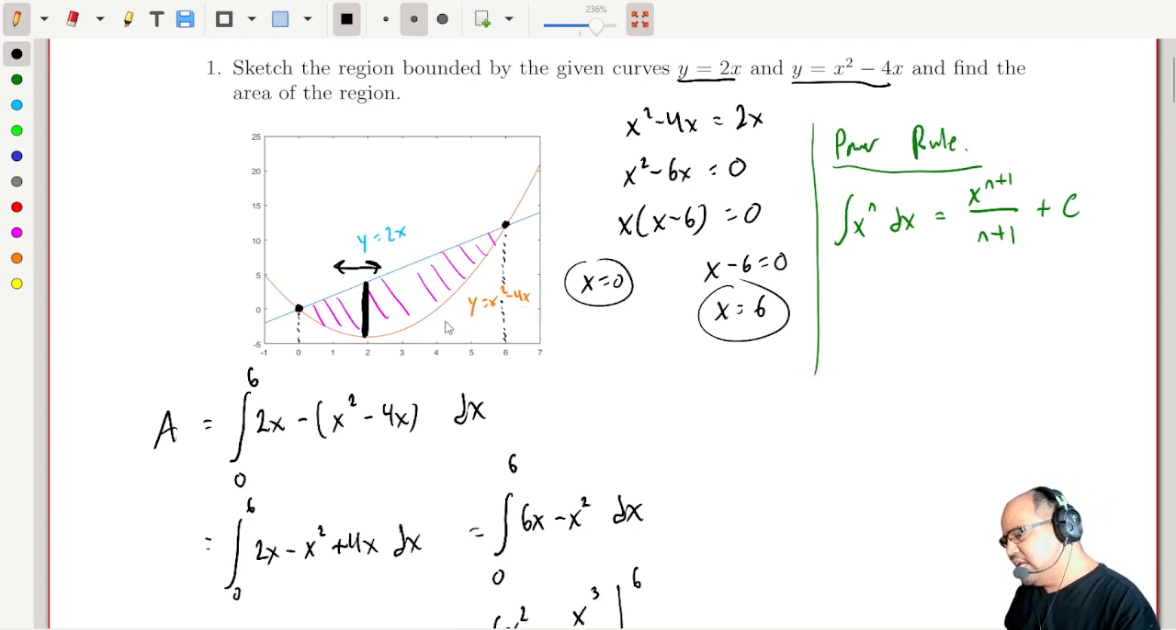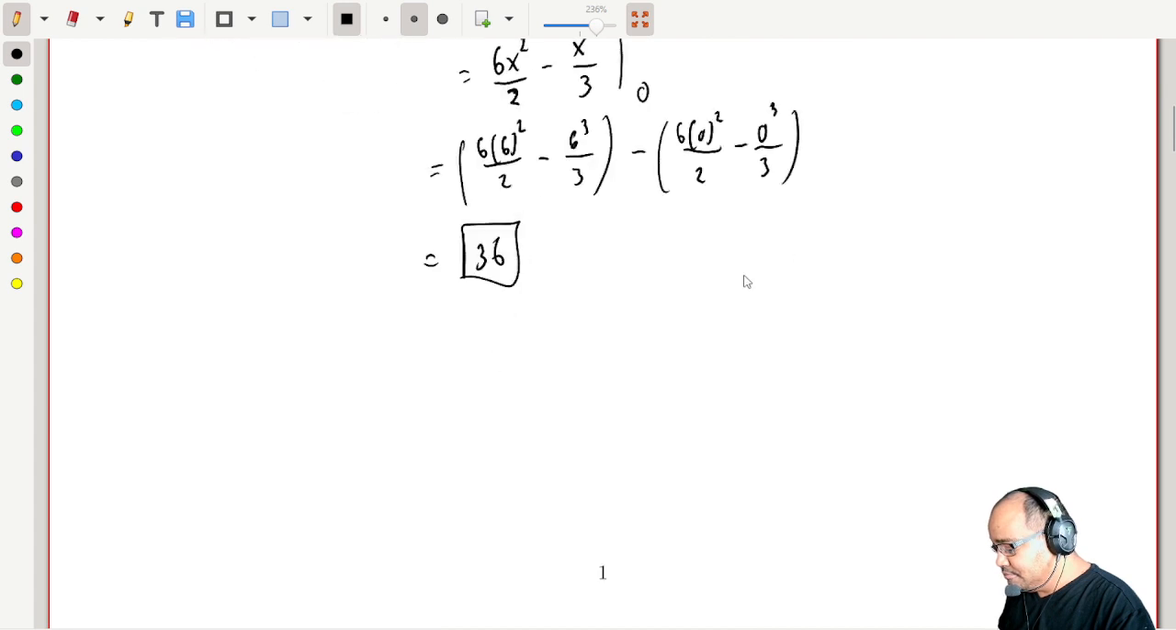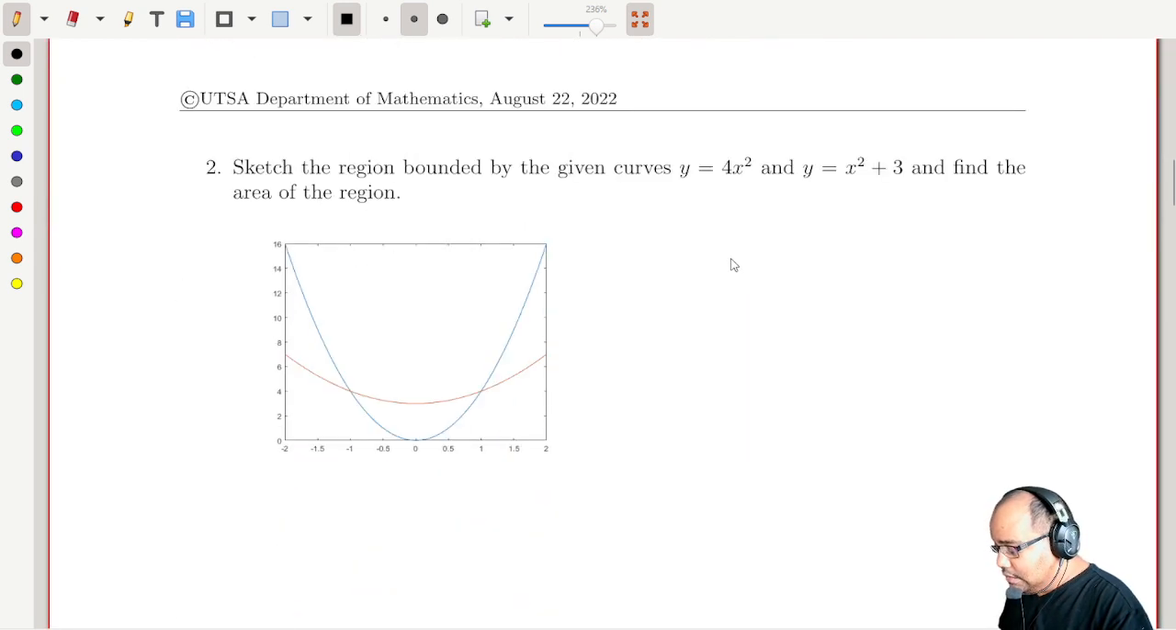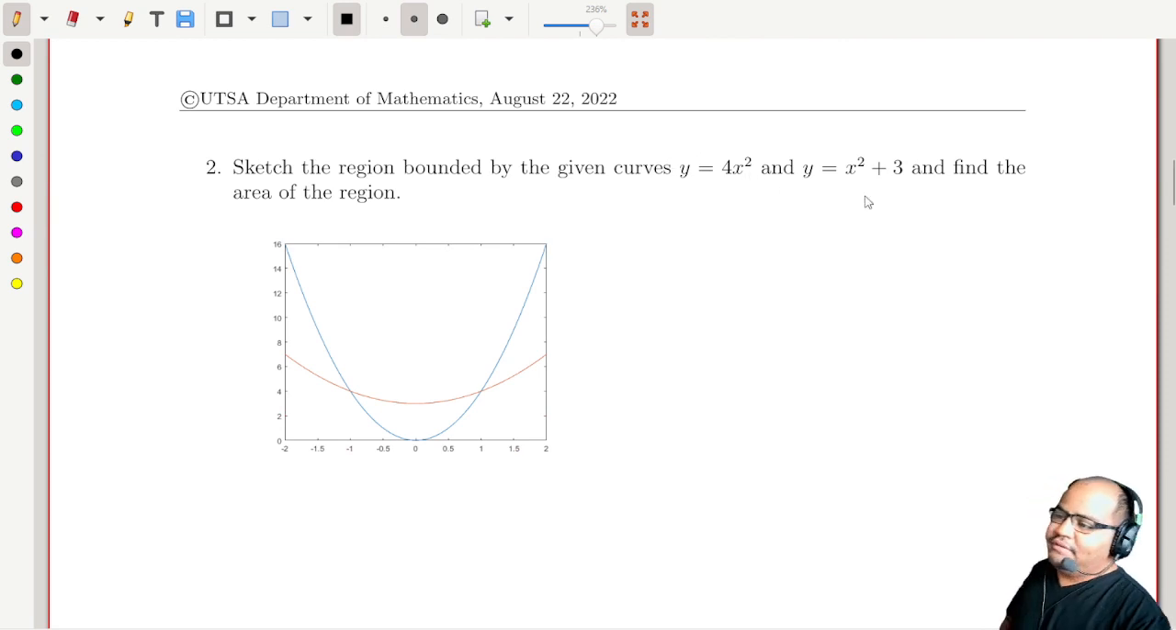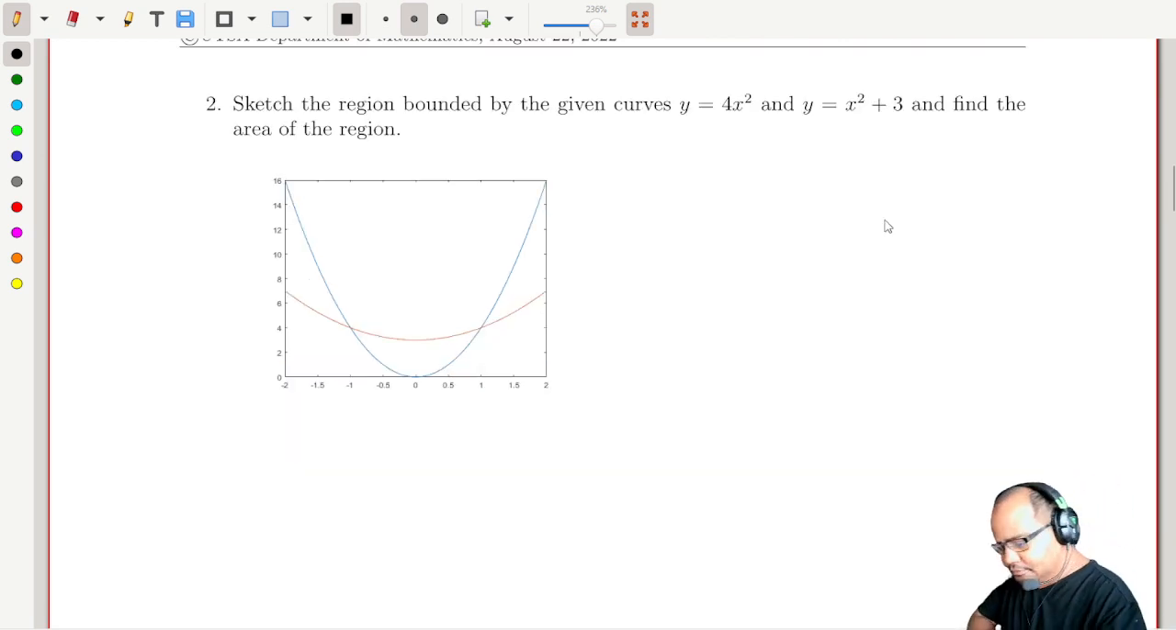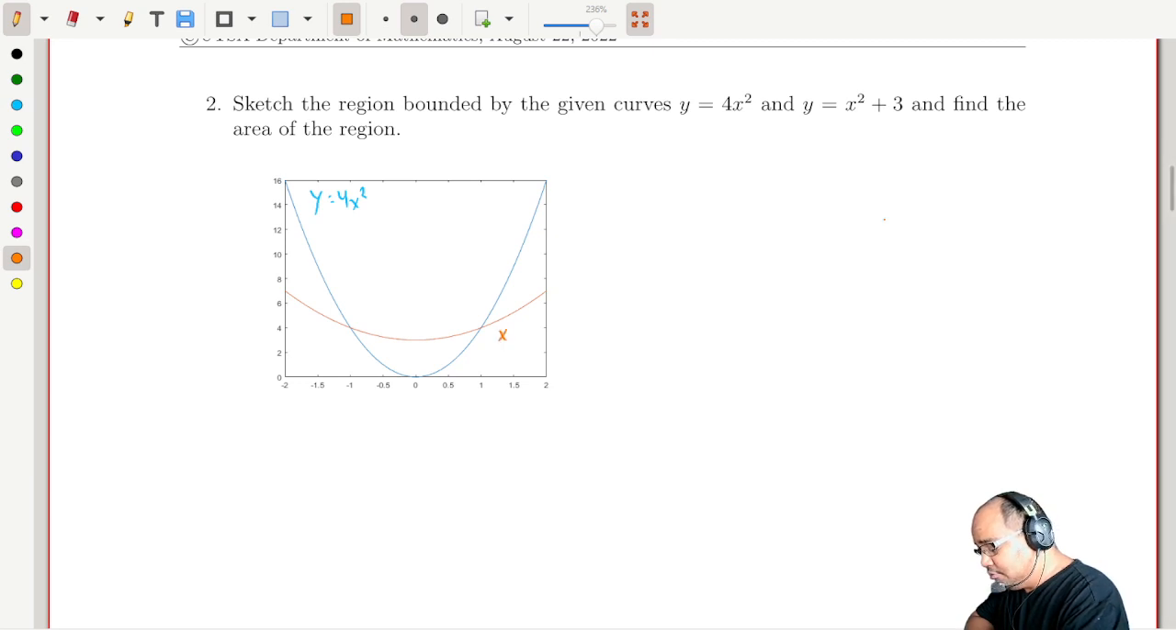And so now let's see what happens with a different kind of problem here. Again, I have two curves here. This time it's two parabolas. Note that we both have x squared there. The parabola in blue here, you see that the lowest y value is 0, so that one is clearly y equals 4x squared. And then the parabola in orange there is x squared plus 3. Go ahead and put that there.